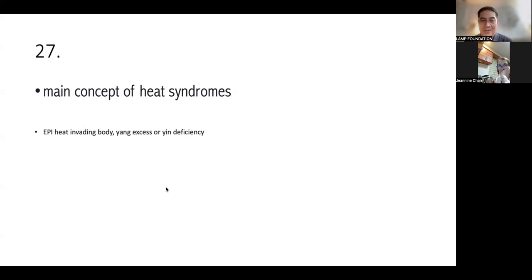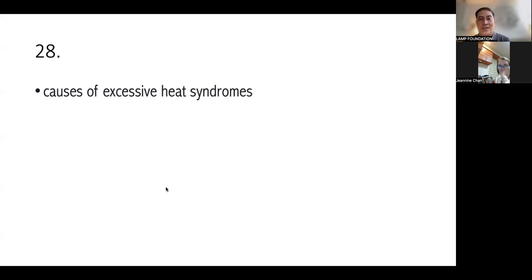Okay. Ang galing. Next, what are the causes of excessive heat syndromes? Pathological change in the body which is caused by heat pathogen invasion. Okay. What else? Exterior heat, summer heat, fire pathogen invasion, cold transformation to heat. Yes. Emotional change, yes. Improper diet, too much sexual activity. Yes. What else?